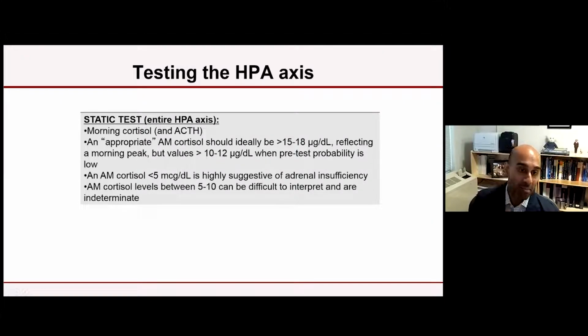But you have to remember every person is different, and in that cross-section in time, you may have missed the peak by an hour or two or been too early, so you have to have some wiggle room. And if your pretest probability is not high, even values that are double digits, 10 to 12 or higher, might be okay. If the morning cortisol is very low, less than 5, this is almost definitely adrenal insufficiency, and values in between are indeterminate. You need more testing.